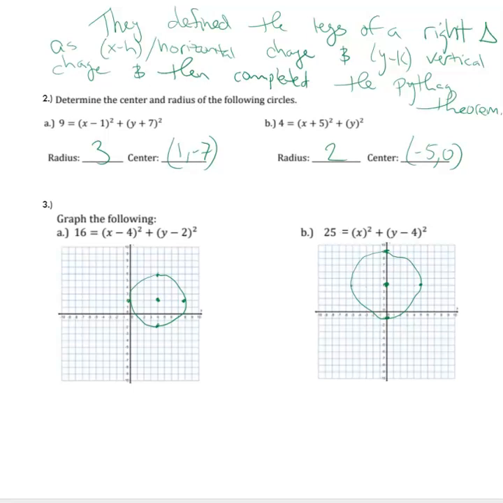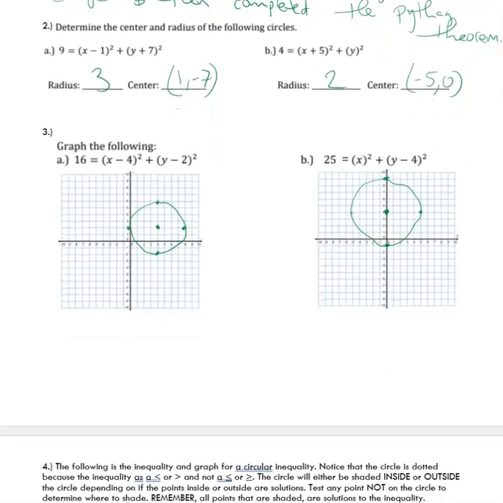Next one, determine the radius and center of all the following. Remember, the center is going to be the opposite of what you'd assume. It looks like this one is negative 1, 7, but it's actually 1, negative 7, with a radius that is not 9. That's the radius after it's been squared, so it must be a radius of 3. The next one, opposite of what you assume, so it's negative 5, 0, and the radius is not 4. It is the radius after it's been squared is 4, so it must be 2.